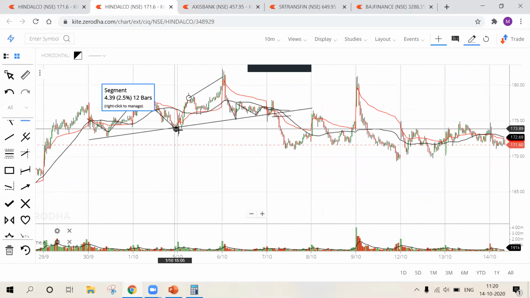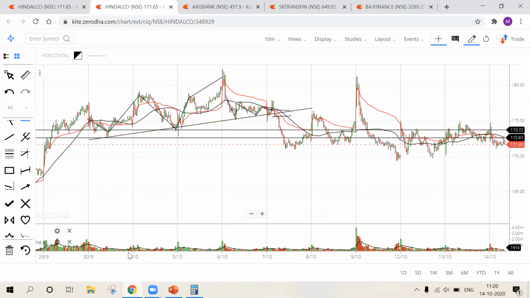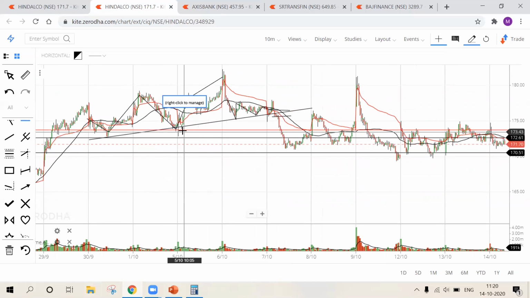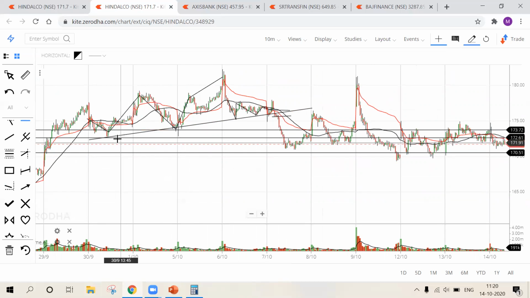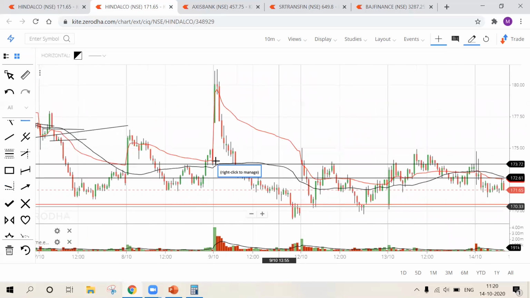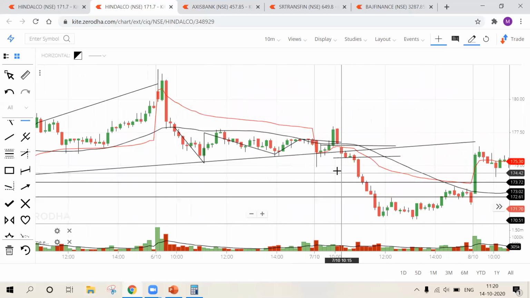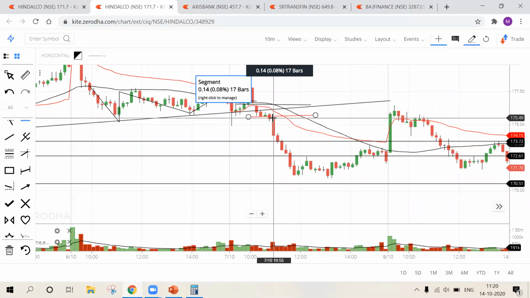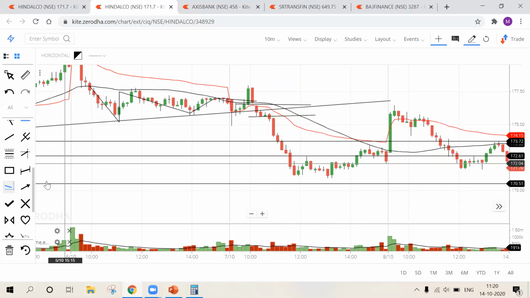So this will be my first target. This will be my second target. This will be my third target. Because this area acted as a support, and this area also acted as a support, and this area also acted as a support. So these will be my 1, 2, 3 targets. All right, I have entered at 175.58.